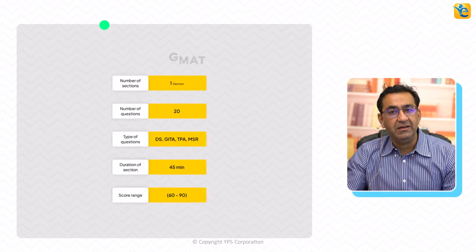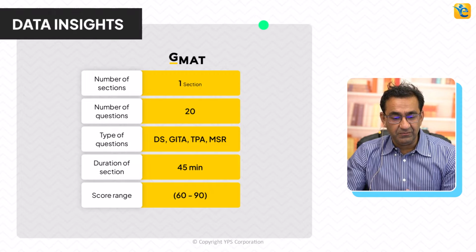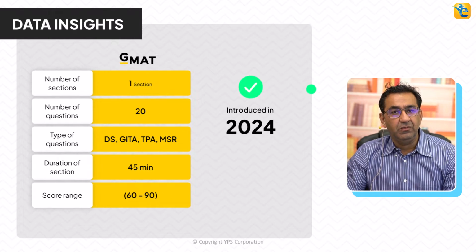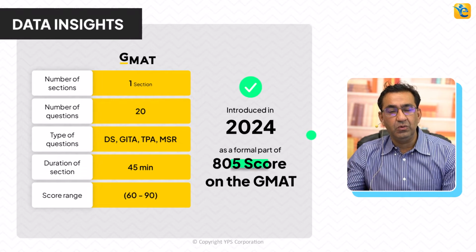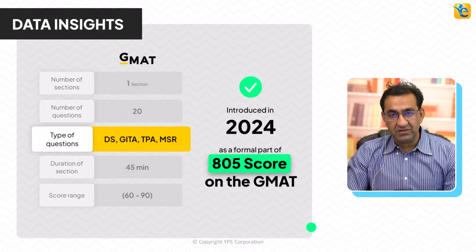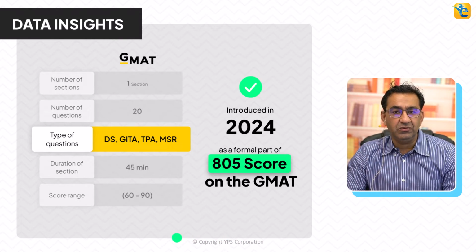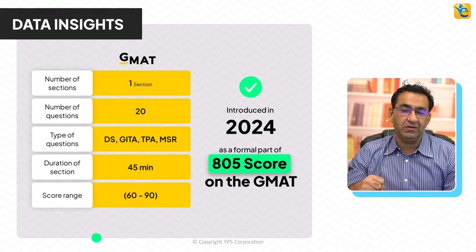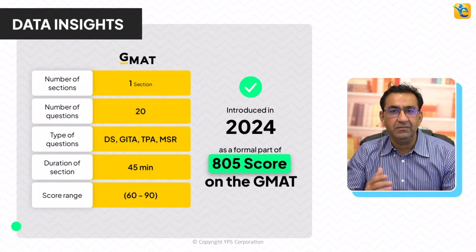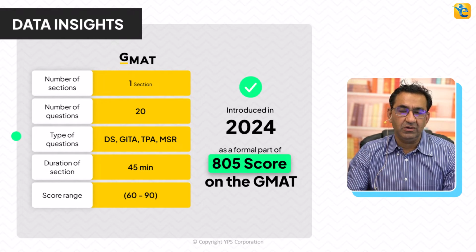Now let's discuss the third brand new section on the GMAT called the Data Insights section. This section, introduced in 2024 as a formal part of the 800 score on the GMAT, tests you on data sufficiency, graphics interpretation, data analysis, table analysis, two-part analysis, and multi-source reasoning. This section is question adaptive and is a lot more detailed and complex than the data interpretation questions that are served on the quant section of the GRE.